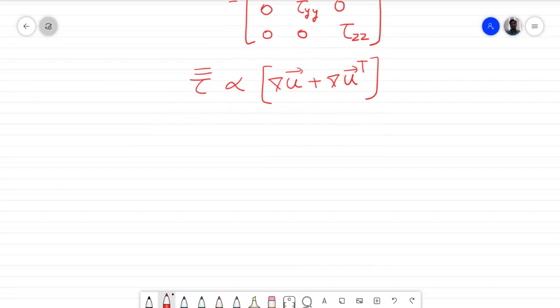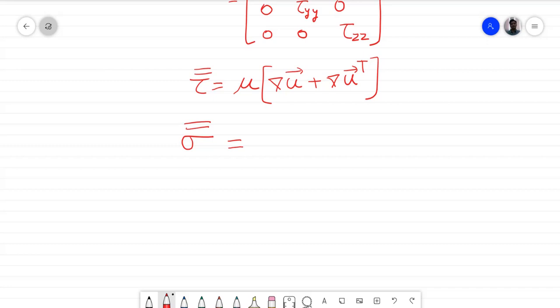The complete stress tensor for a fluid element is given by this term. If I have to write the exact equality here, tau is equal to mu times this for a Newtonian fluid. Let me denote the complete stress tensor by sigma, that is equal to the pressure contribution plus this contribution.